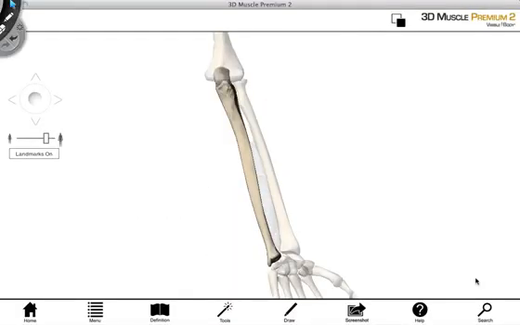Now highlighted is the ulna bone, and we're back in anatomical position looking at the left anterior forearm. At the proximal end of the ulna, we can see that there is a big prominence, and at the distal end, this particular bone is much smaller. So this is opposite to the radius.